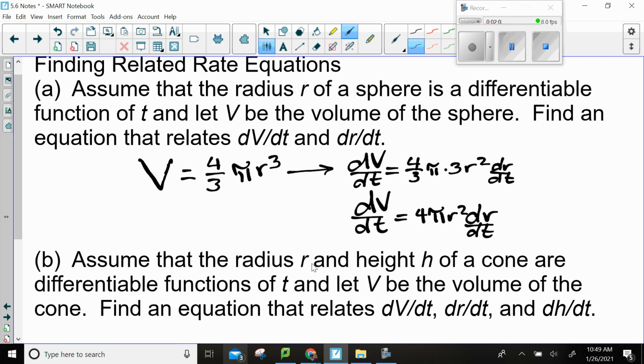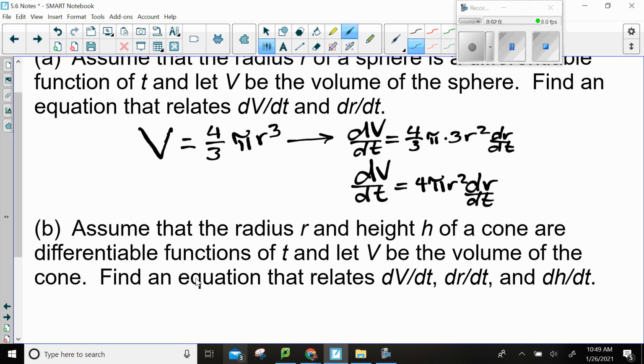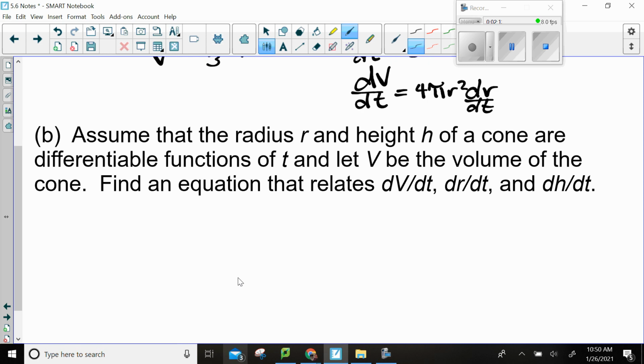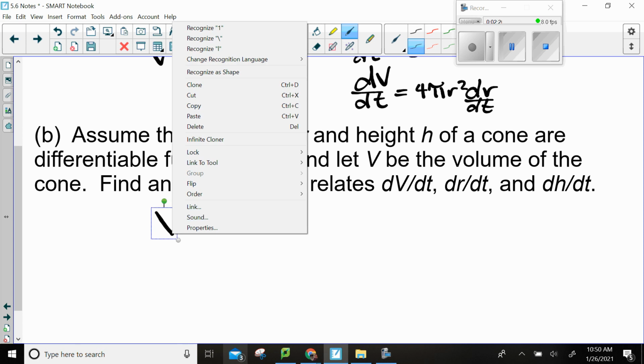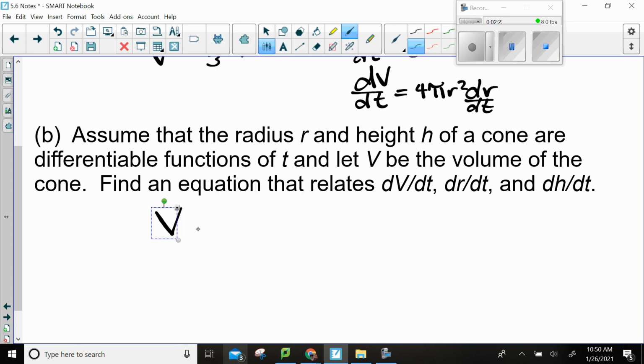Next problem: assume that the radius r and height h of a cone are differentiable functions of t, and let V be the volume of the cone. Find an equation that relates dV/dt, dr/dt, and dh/dt. So we need to write down the volume, 1/3 pi r squared h. Basically, it's the volume of a cylinder times 1/3.